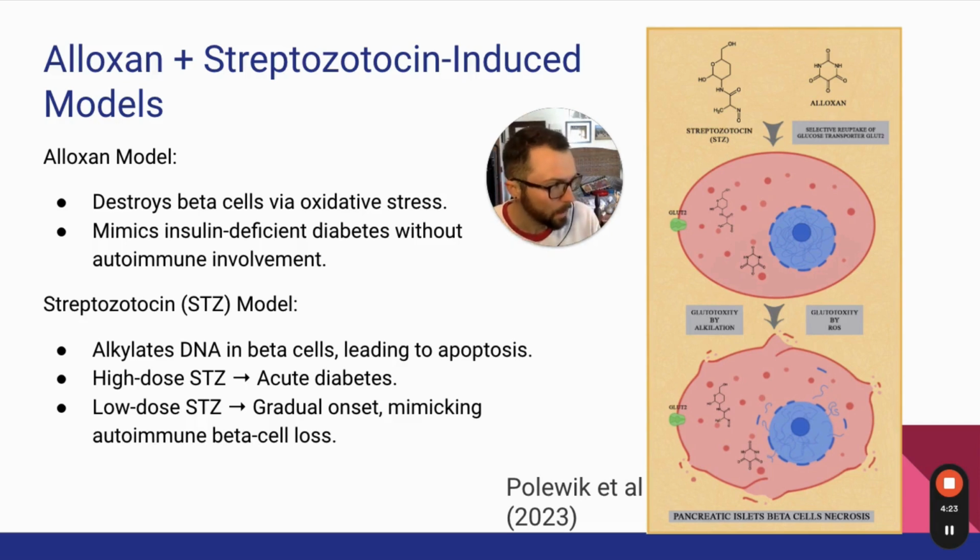Alloxan primarily induces beta cell death by generating reactive oxygen species. When alloxan enters the beta cell, and you can see here on the right-hand side, it does this through the GLUT2 transporters.